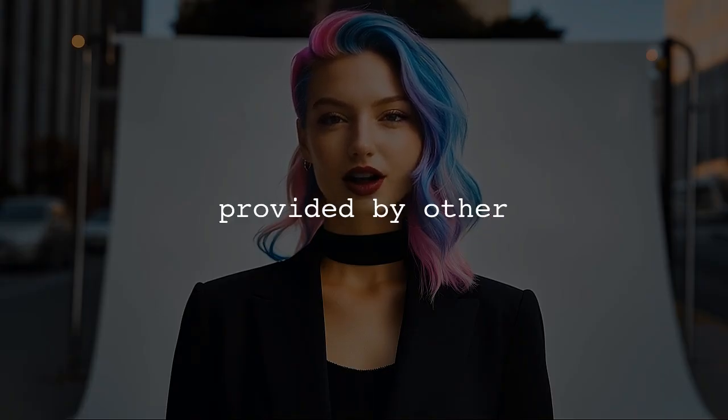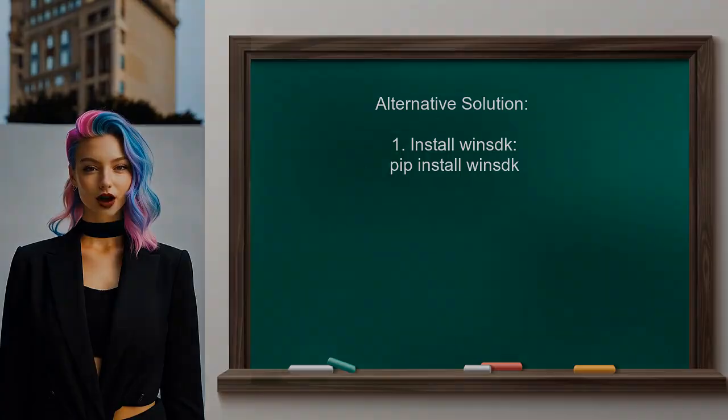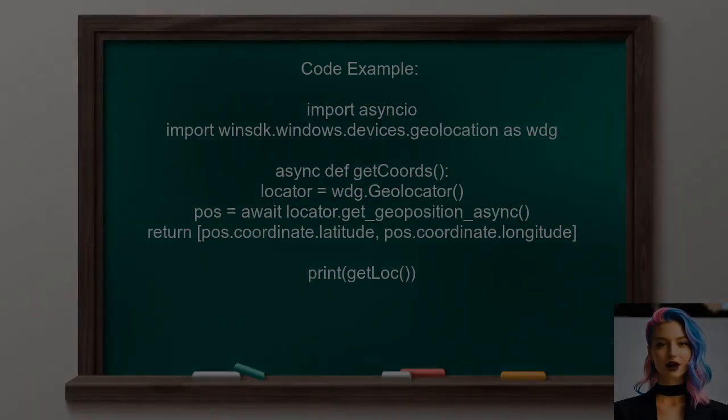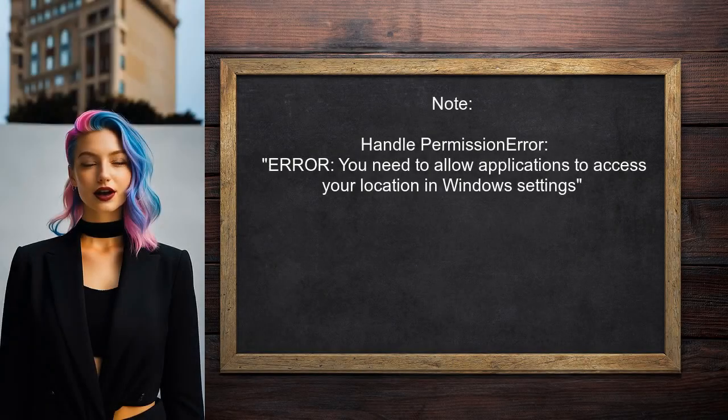Now let's look at the answers provided by other users. An alternative solution provided by another user involves using the WinSDK library. First, install it using pip with the command pip install WinSDK. Next, you can use the following Python code to access the GPS location. This code utilizes the Windows device's geolocation namespace to get the current coordinates asynchronously. Make sure to handle permission errors, as you need to allow applications to access your location in Windows settings.